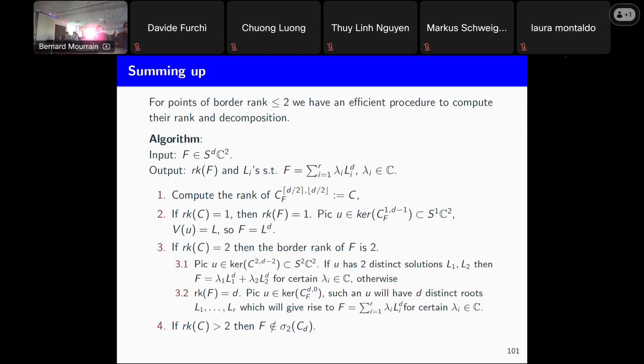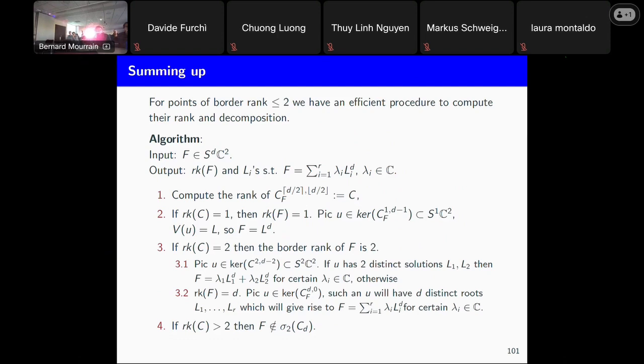If the rank is 2, then the border rank of F is also 2. In this case, I just have to pick a U in the kernel of the second catalecticant, and I find two distinct solutions. If the border rank is 2, but the rank is not 2, then I go directly to rank D, and I go directly to this catalecticant. And this will reveal to me these points. If the rank is bigger than 2, then the border rank is not 2, and up to now, I just have to keep going like this.